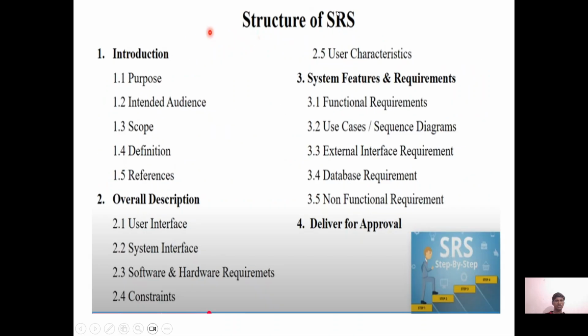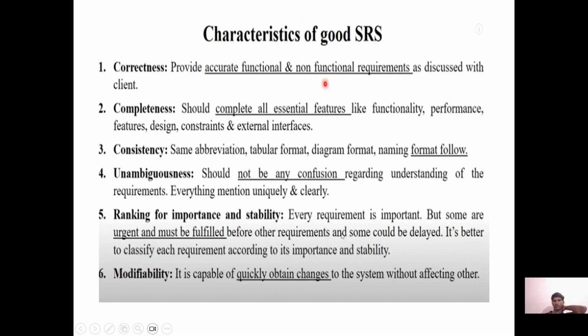So, the structure of an SRS. Normally the structure will be, as an example, an introduction. In the introduction, you'll be having the purpose, intended audience, scope, definition, and reference. Then the overall description: the user interface, system interface, hardware requirements, constraints, user characteristics. Then system features and requirements: the functional requirements, non-functional requirements, then domain requirements, database, external interface. You'll be having diagrammatic representation, then delivery for approval.